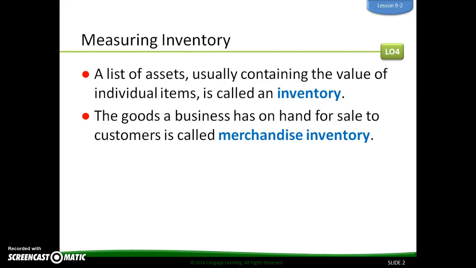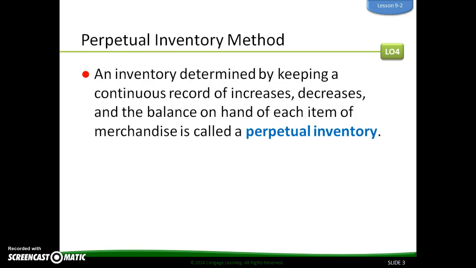So, measuring inventory. Once you start to have merchandise that you're looking to resell, you want to be aware that the list of the assets that you own that have value, that's your inventory. And the inventory that you have on hand that is the stuff you're going to sell, that's your merchandise inventory. There are two ways that businesses keep track of their inventory. One is perpetual inventory, and perpetual just means that it's a continuous record of how much you have on hand of every item in your inventory. So you keep it updated in real time, you always know exactly what you have.